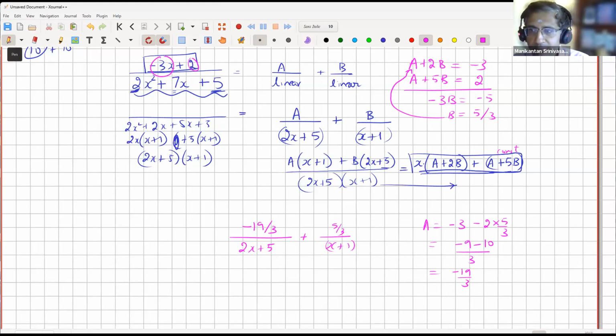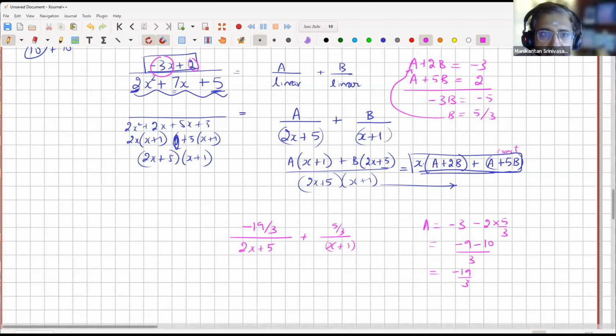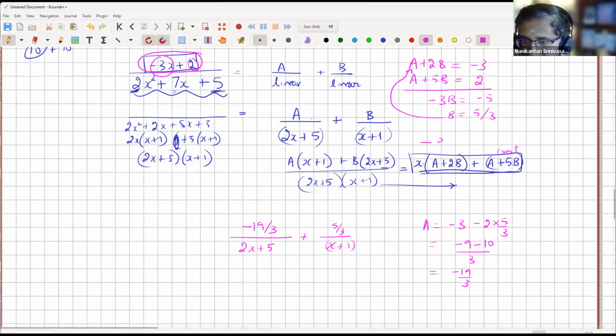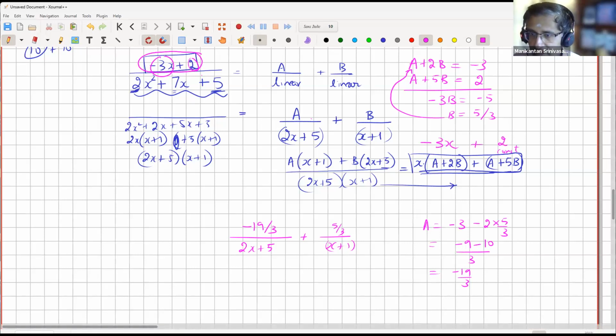Yeah, Thais, question? I'm sorry, I didn't catch how you found a plus 2b equals minus 3. Oh, okay, because I tried to match this numerator. In the original question, the numerator was minus 3x plus 2. So the x coefficient is minus 3, and the x coefficient is a plus 2b. Okay, thank you. And the constant term likewise, a plus 5b and 2. Okay, all right.